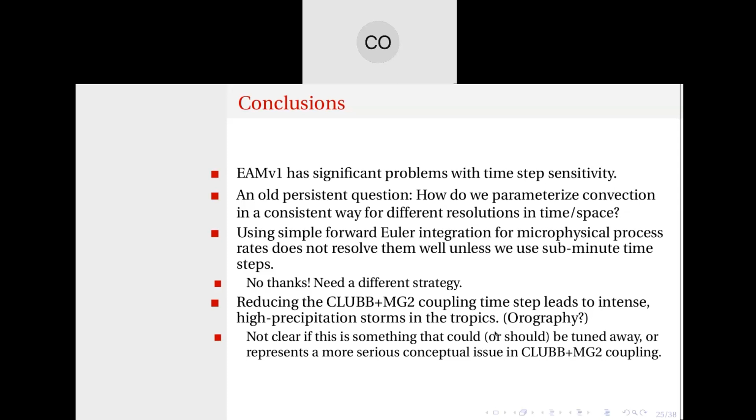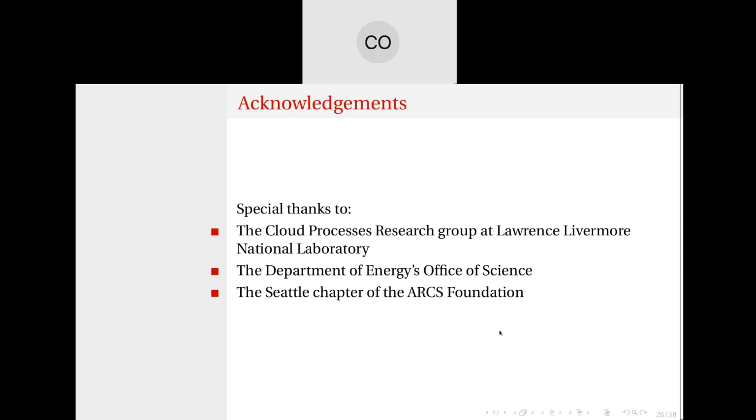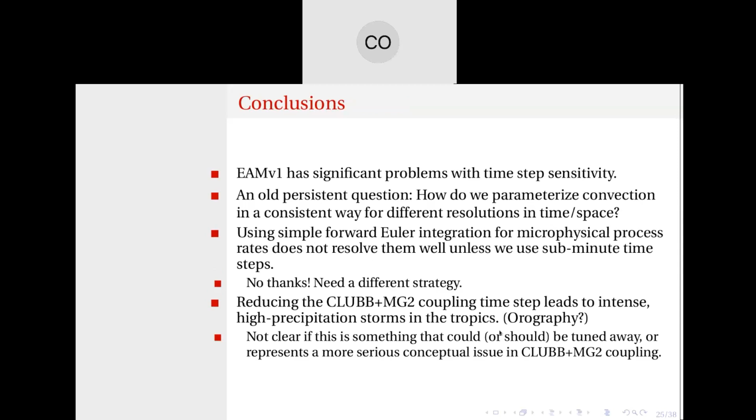So that's sort of my summary of what's going on with time step size and precipitation in E3SM.